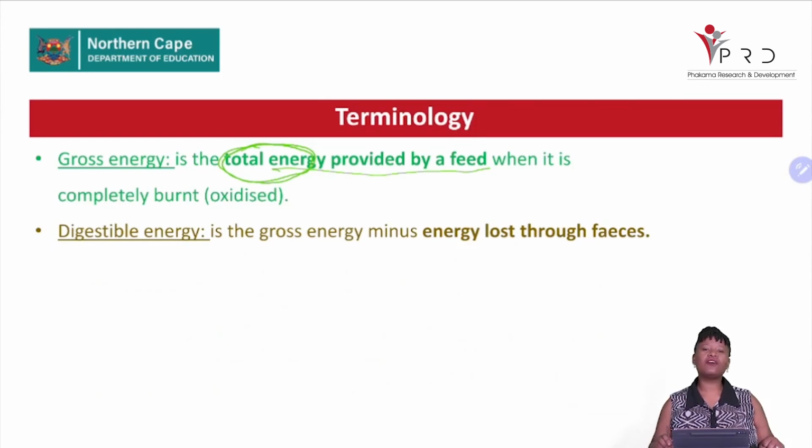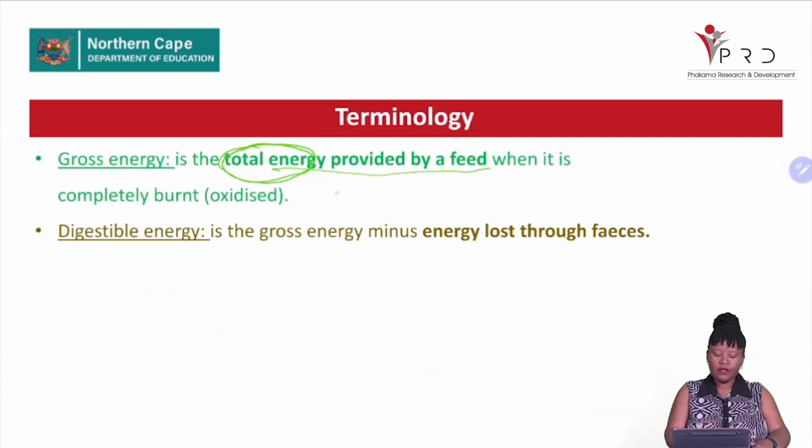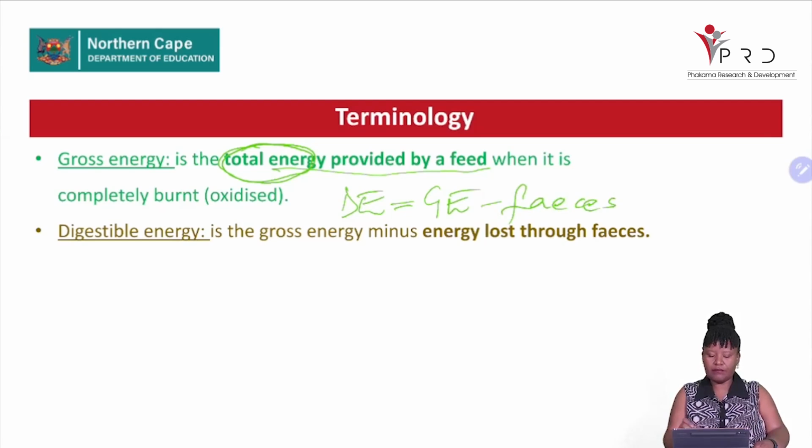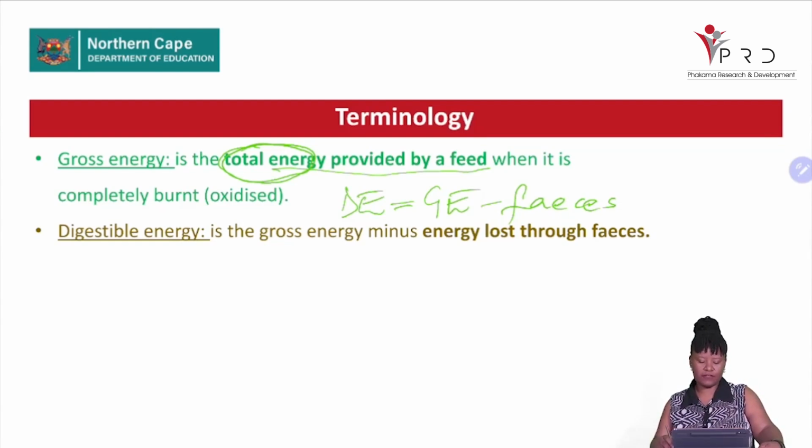And when we talk of digestible energy, what are we referring to? Digestible energy is the gross energy minus energy lost through feces, which means that digestible energy is equal to gross energy minus feces. Okay, that is the simplest version of defining what digestible energy is. Digestible energy is equal to gross energy minus feces.